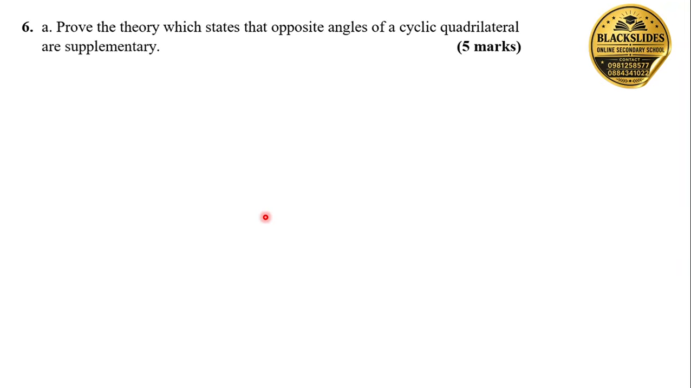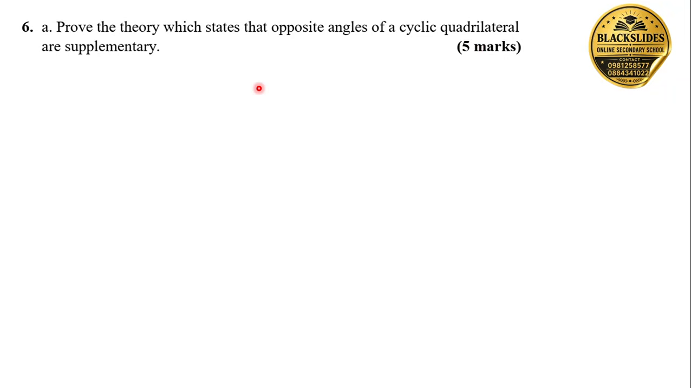Number 6. Prove the theorem which states that opposite angles of a cyclic quadrilateral are supplementary. You need to understand the terms used. Supplementary here means they add up to 180 degrees. So we have to prove that angles that are opposite in a cyclic quadrilateral, a cyclic quadrilateral being one which is bounded by a circle, add up to 180 degrees. 5 marks.